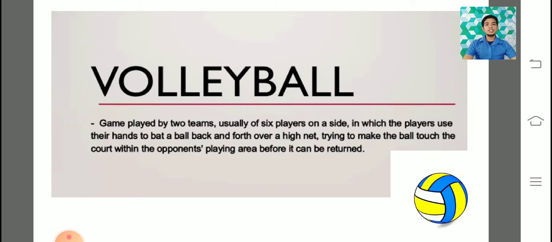So from the word itself, volleyball, volley and ball, the game explains itself. So paano nga ba ito laruin? Simple lang, ibabali mo lang yung bola from the other court hanggang mamatay yung bola at ma-declared na score hanggang ikaw ay manalo sa volleyball. Okay? So ganun siya kasimple yung larong volleyball.